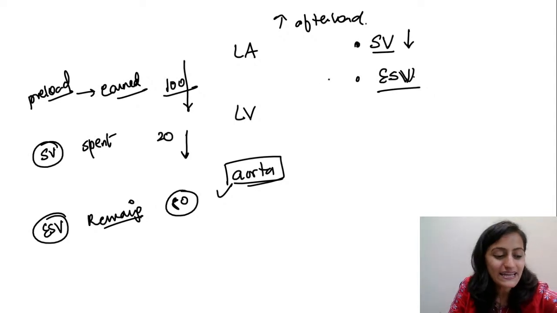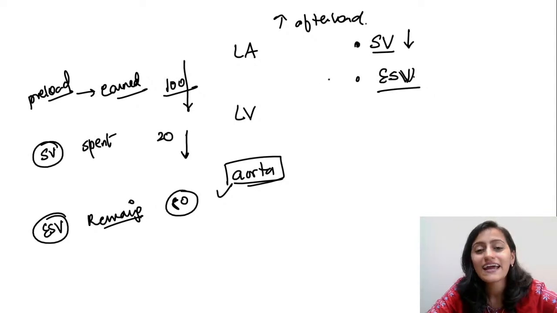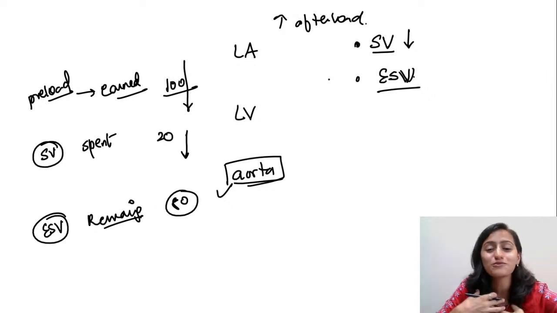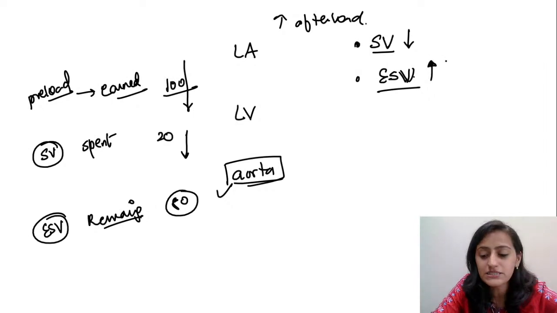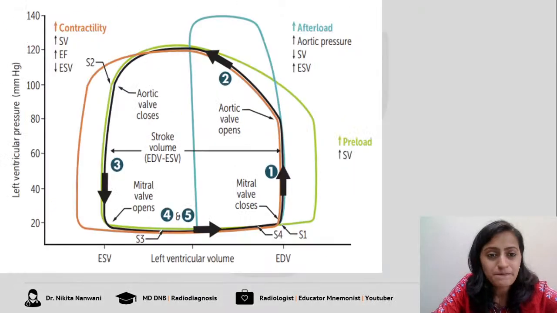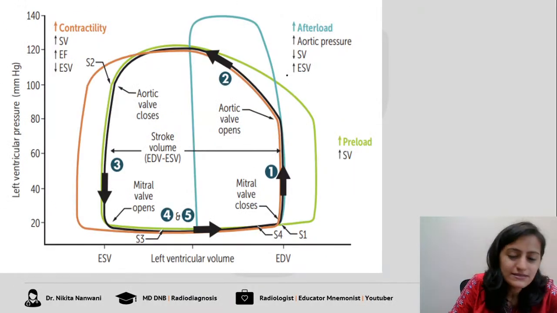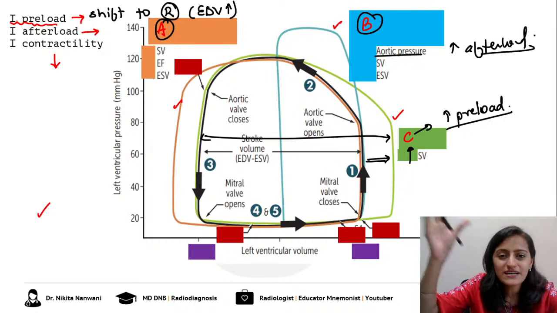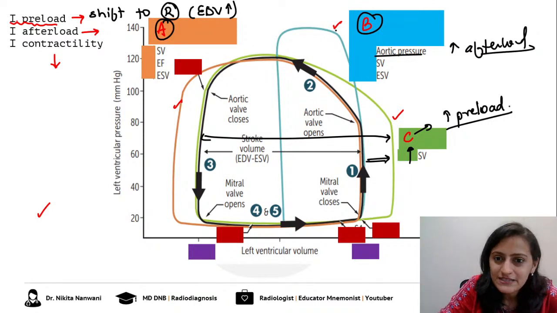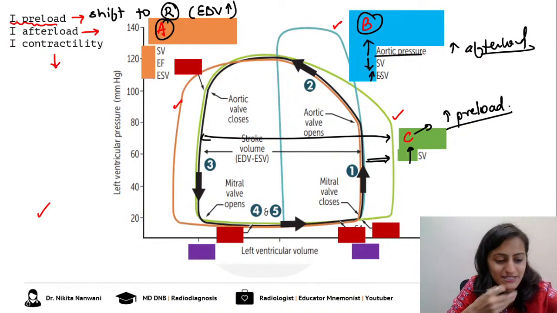So basically the end systolic volume, will it decrease or increase? So what is remaining with me? Okay, what is remaining with me is increasing, right? The end systolic volume is increasing. Okay, so look at this one. So which is the graph basically? And what will the aortic pressure be when the afterload is increasing? Afterload means the pressure coming from the aorta, that is increasing. So aortic pressure increases, stroke volume decreases, end systolic volume increases, right?